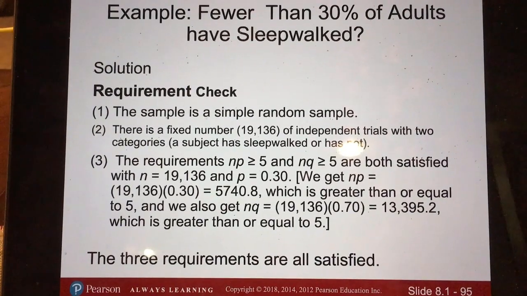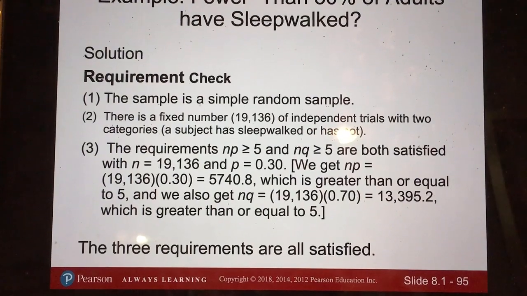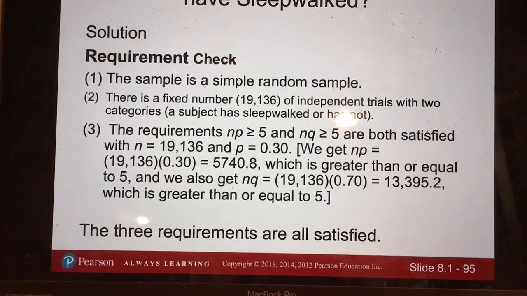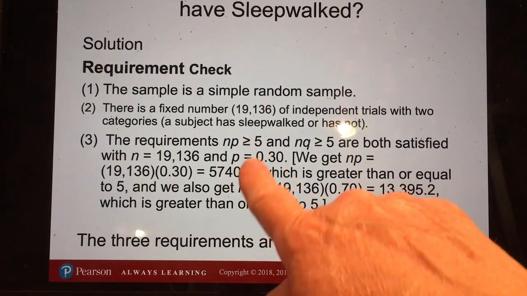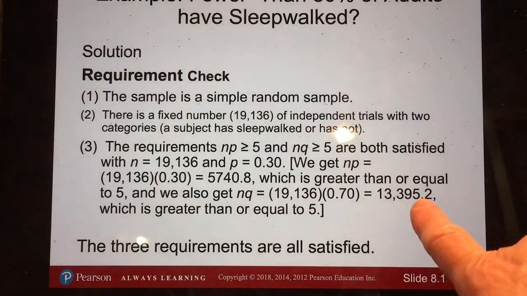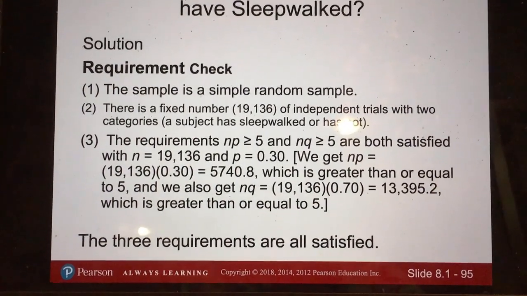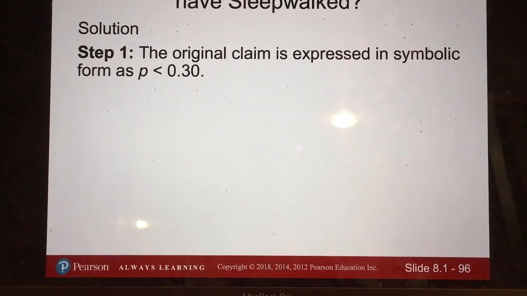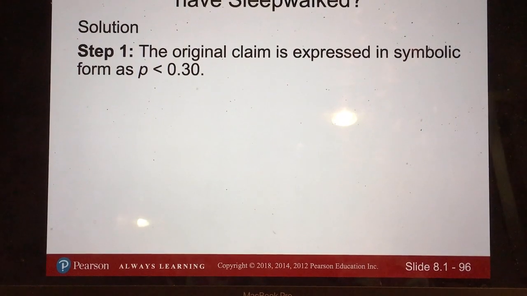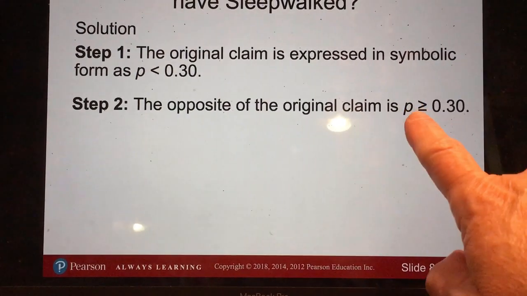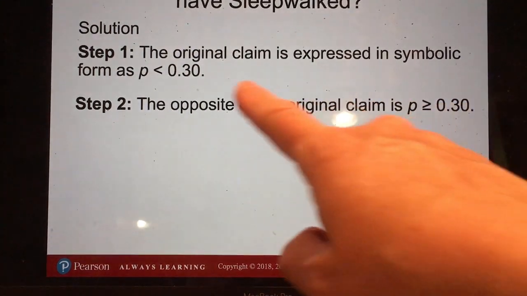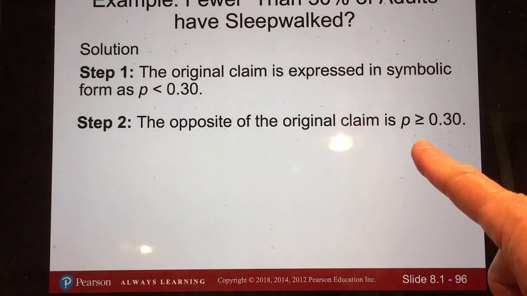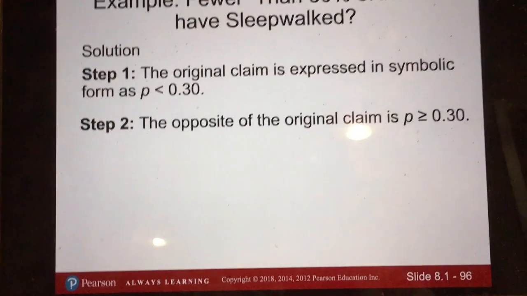First of all, we check our requirements and make sure that we're allowed to use our standard normal distribution to model this. We get greater than or equal to 5 and greater than or equal to 5, so we're good on both counts. Step 1, we state our claim: p is less than 0.30. So that means our H sub 0 is not our claim. Our H sub A is our claim, and our H sub 0 is not our claim.